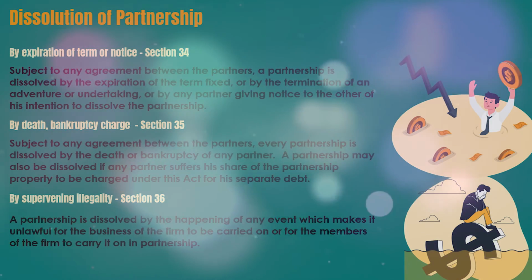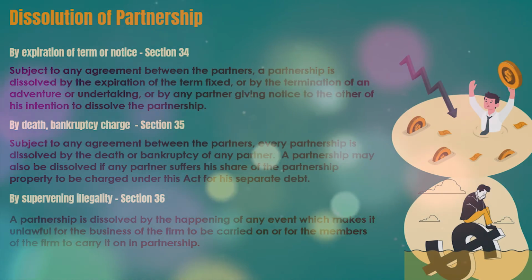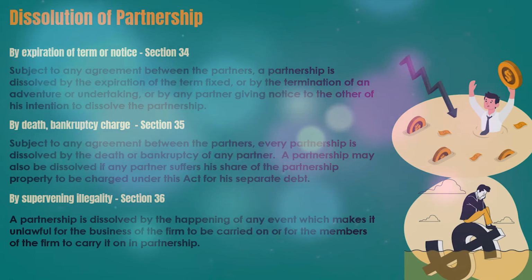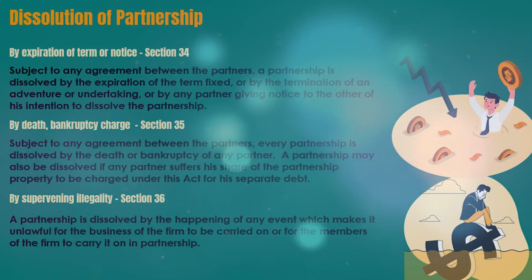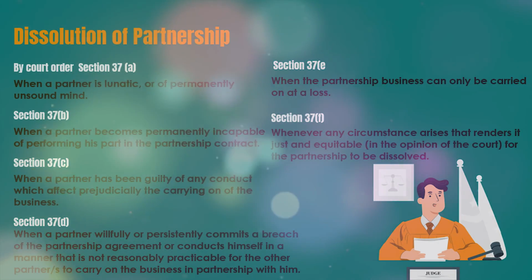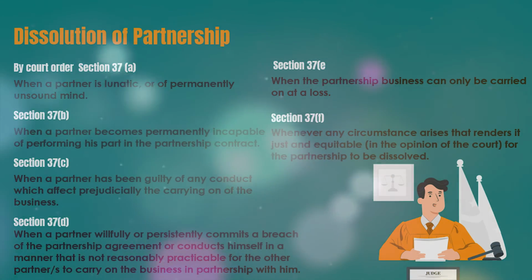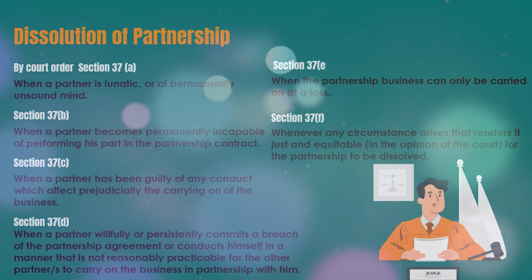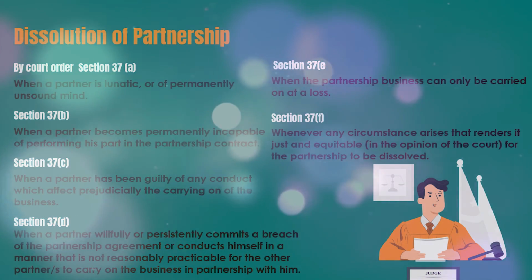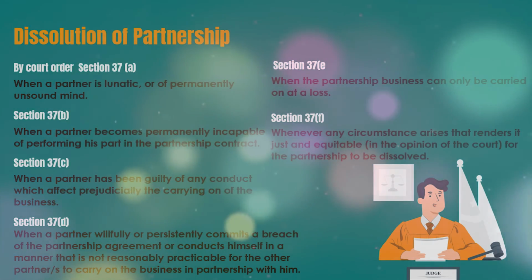As mentioned in Section 36, a partnership is dissolved by the happening of any event which makes it unlawful for the business of the firm to be carried on or for the members of the firm to carry it on in partnership. As mentioned in Section 37a, by court order when a partner is a lunatic or of permanently unsound mind, which means he is mentally not well. As mentioned in Section 37b, when a partner becomes permanently incapable of performing his part in the partnership contract.